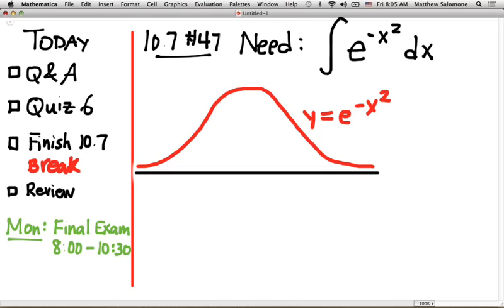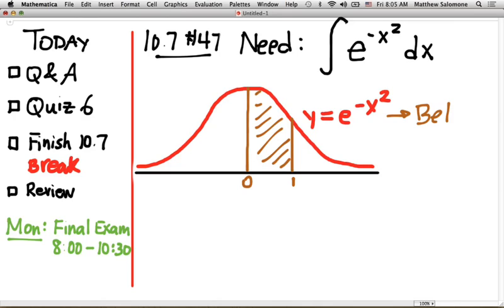So if we're trying to find the antiderivative for e to the minus x squared in this problem, we're really asking to figure out some way of at least estimating the area underneath this graph. Or I guess in the example that you're looking at for number 47, it's the area from x equals 0 to x equals 1. But what does this curve look like? Yeah, this is proportional to the equation that actually describes the bell curve in statistics. It's called the normal distribution.